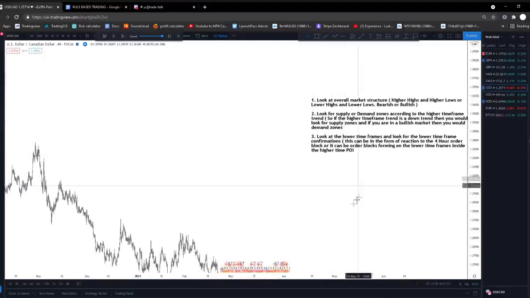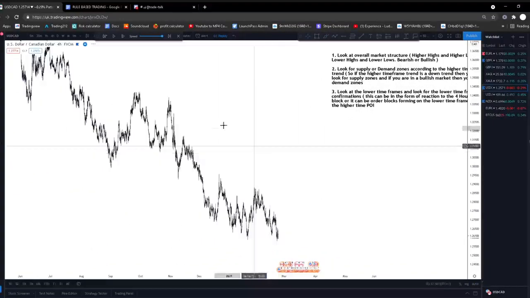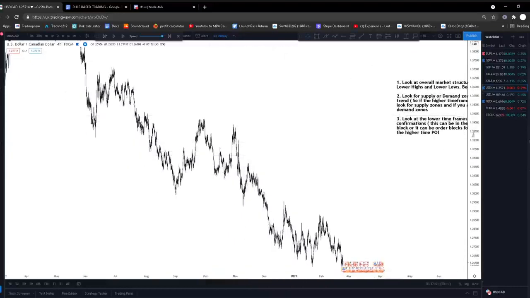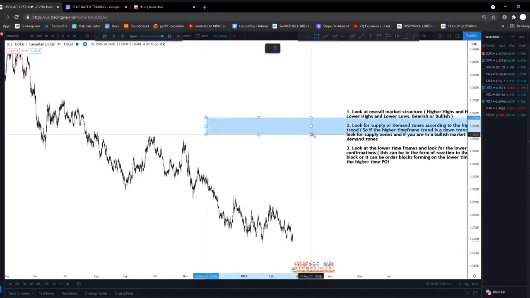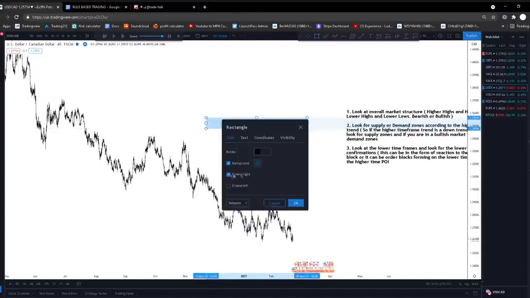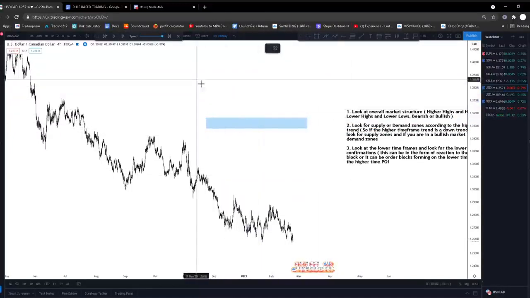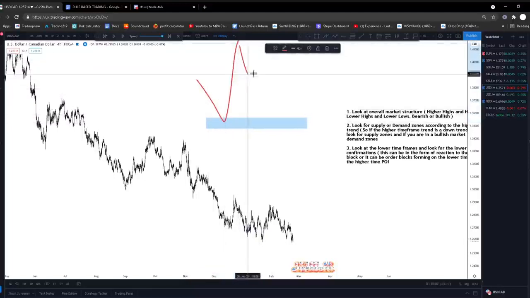The second thing that we look for is that we go down to the lower time frames and we look for potential order blocks. So supply and demand zones just means order blocks. Supply zones are bearish order blocks and demand zones are bullish order blocks. A demand zone would look something like this. So if I just make it so it doesn't extend, right? Say this is our order block. We want to see the market come back into our demand zone and continue going upwards.